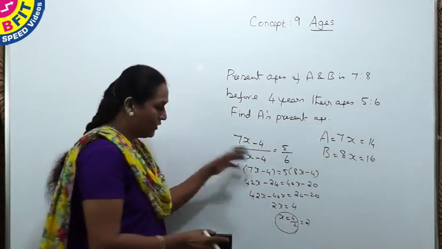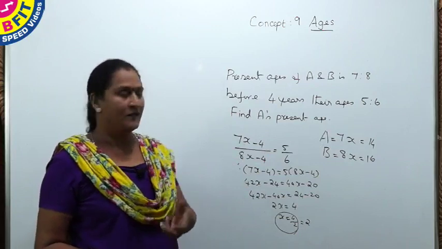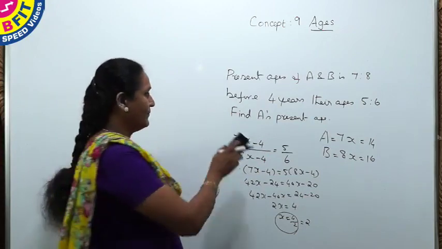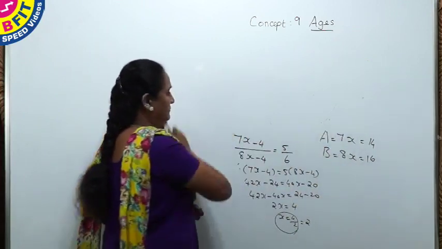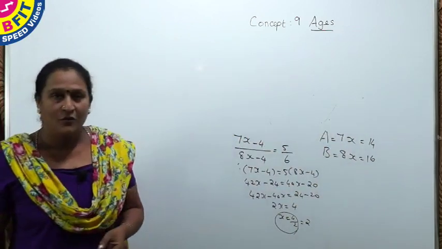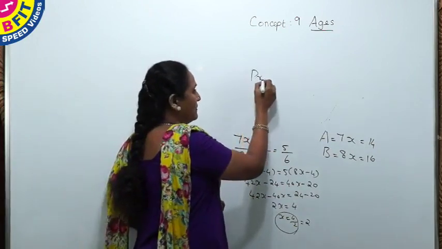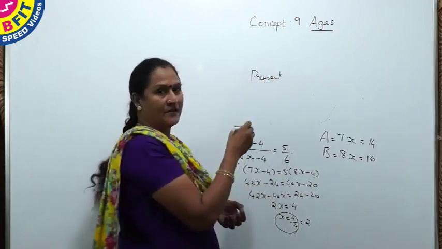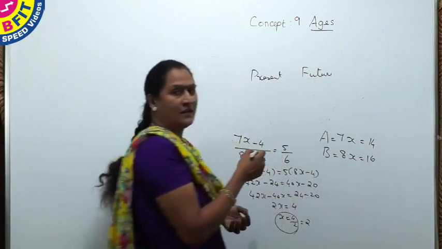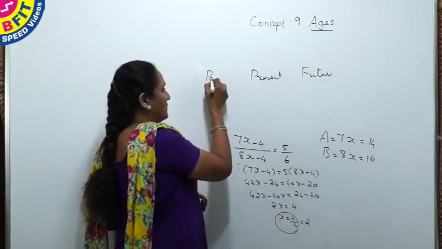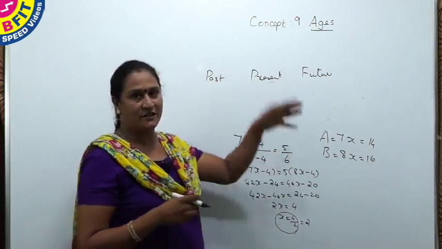You can avoid all these workings by using a simple concept. I'll give you a simple pattern to avoid all these workings. When you are working on an ages question, you have 3 periods: present, future and the past. So there are 3 periods, past, present and future.